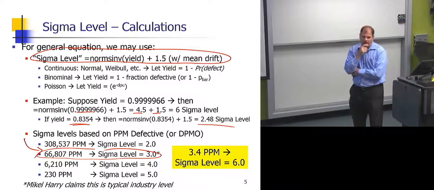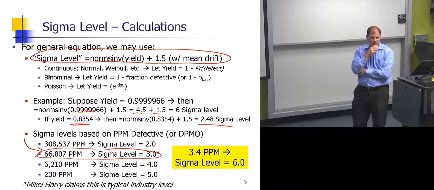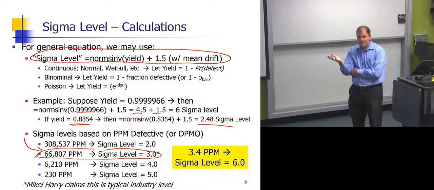I do it this way. What happens if the yield is 50%? 50% defective. What's the Z value for 50%? Somebody? Z value for 50% defective? 0, right? So even if you had 50%, you'd have that.